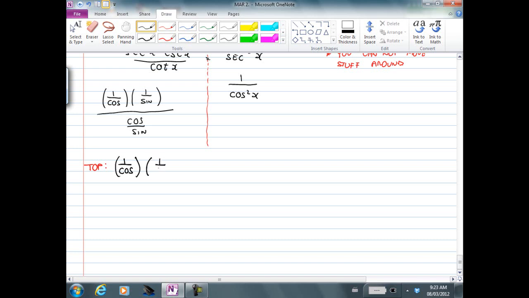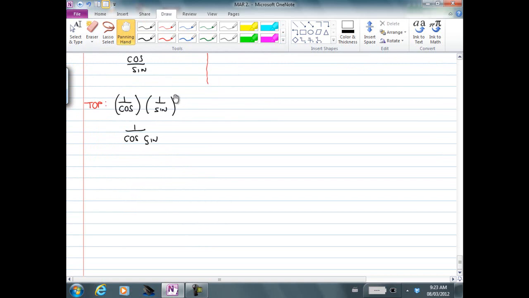See, I'm just working with the numerator right now. Don't look at the denominator. You can confuse yourself. Simplify this right now. 1 over cos times 1 over sine. You're going to merge it together to get one fraction. So you get 1 over cos x sine x on top.